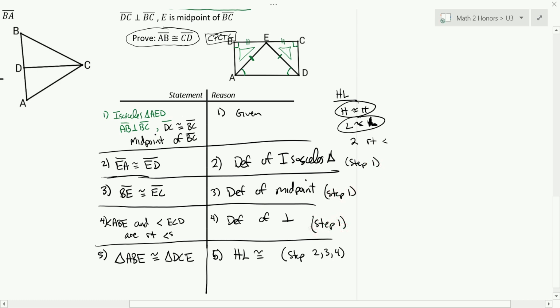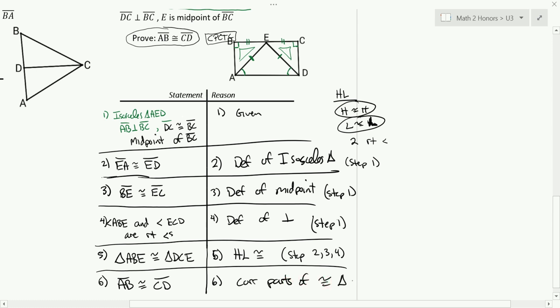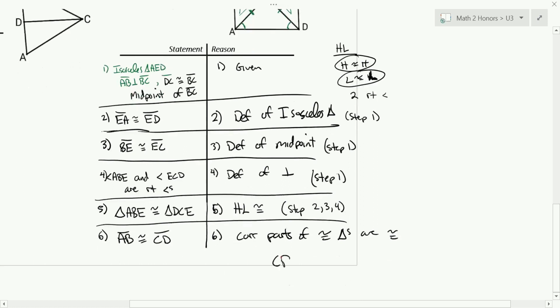Okay, are we done, guys? Almost. Okay. Suzuka, finish it off for us. What's our last statement? Good. And why? Yep. And abbreviated even more would be CPCTC. And we got our proof.